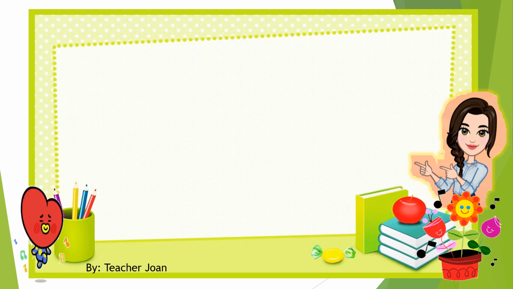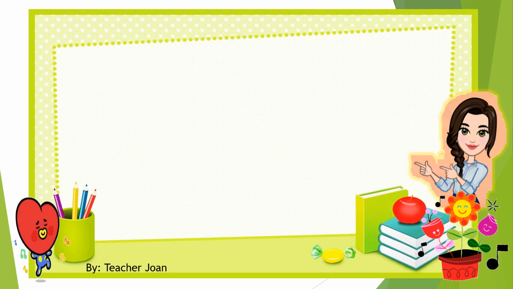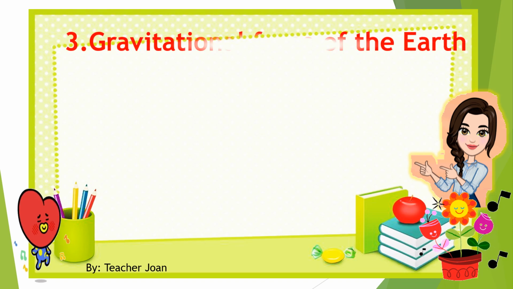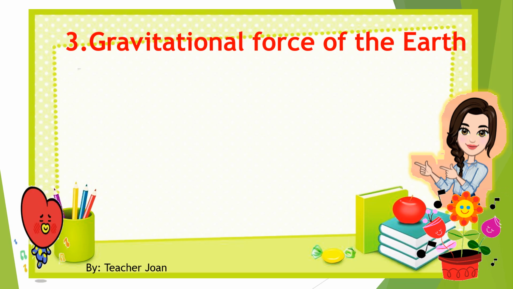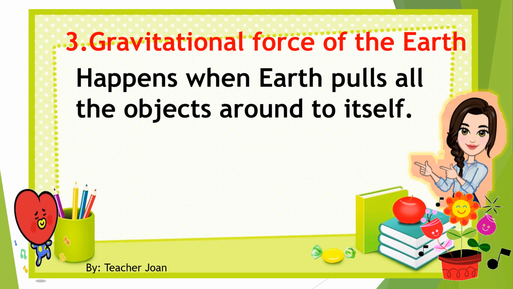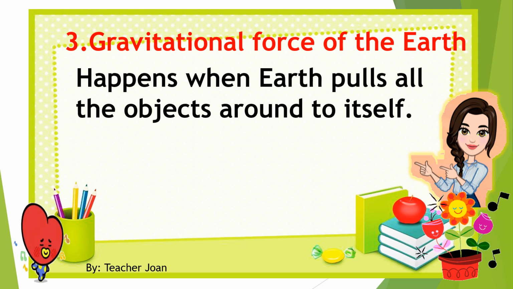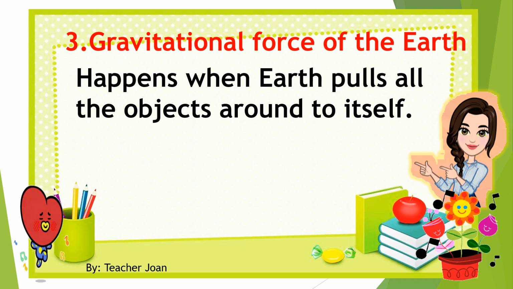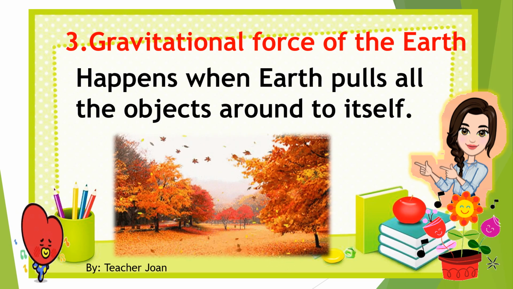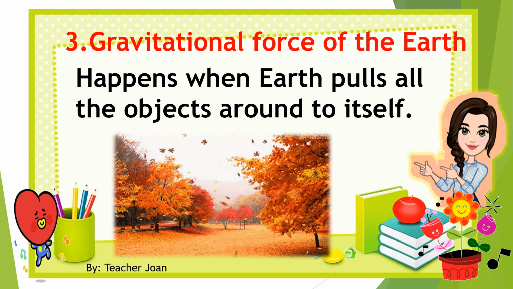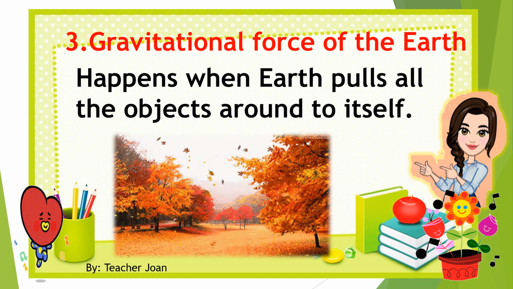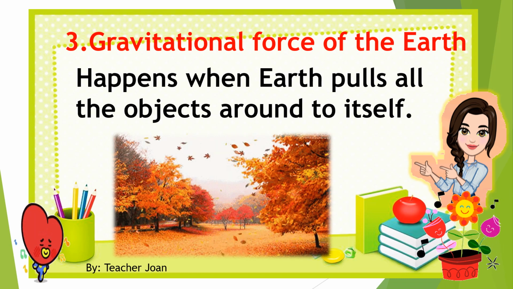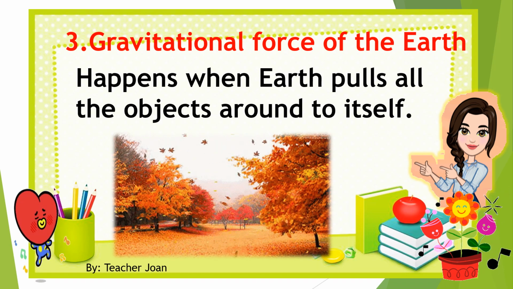Another type of non-contact force is number 3, gravitational force of the earth. It happens when earth pulls all the objects around to itself. The best example for this is when the leaves fall on the ground. The gravity acts on the leaves.